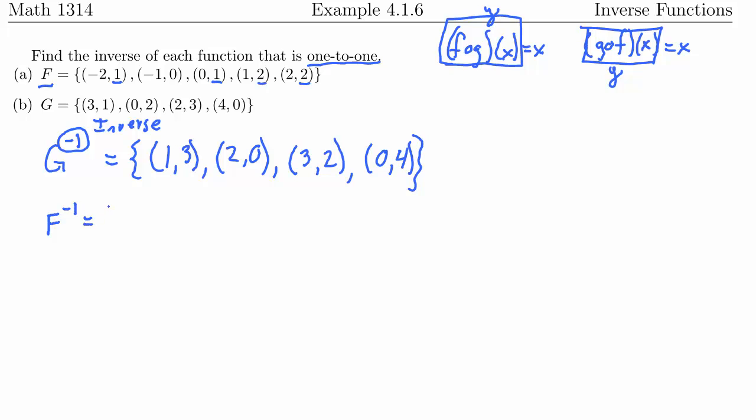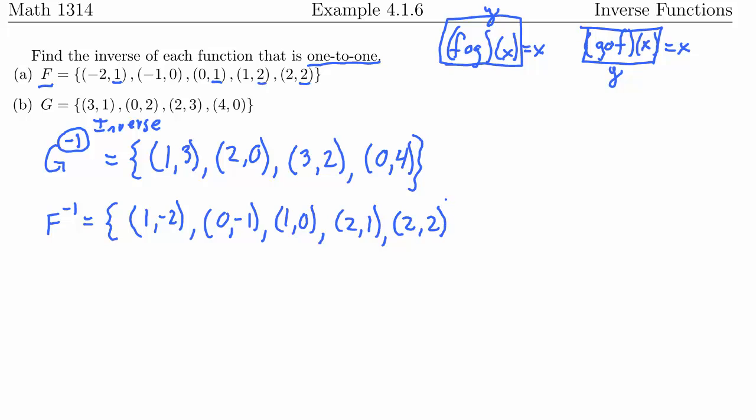Let's look at what happens if we try that with f. So the inverse of f would be 1, -2, 0, -1, 1, 0, 2, 1, and 2, 2. The problem here is that this 1 and this 1 repeat themselves. In other words, this is not a function.